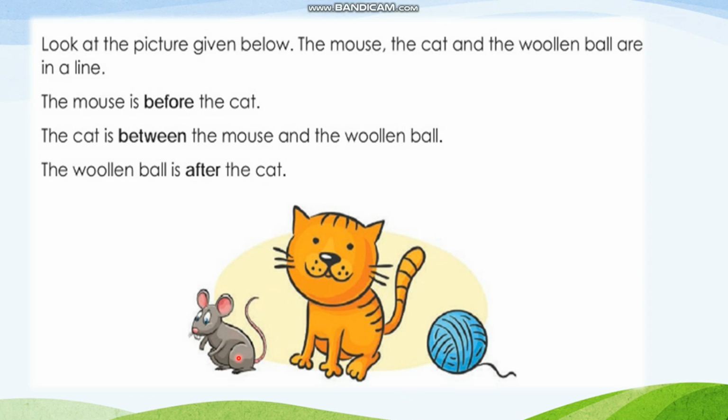Okay? If it is sitting here in front of this cat, we can say that the mouse is in front of the cat and the cat is behind the mouse. Isn't it? And here all three are in one line. They are sitting in a line. So we can say that the mouse is before the cat and the cat is between the mouse and woolen ball. Okay, and the woolen ball is after the cat.